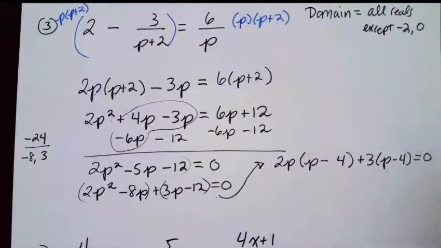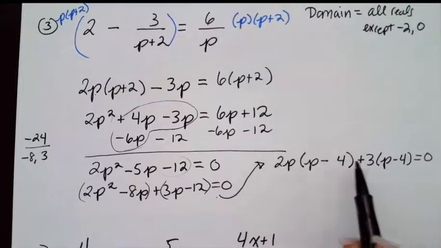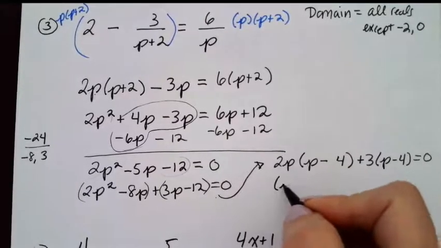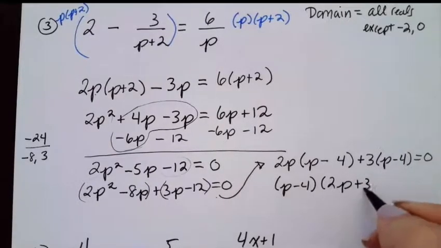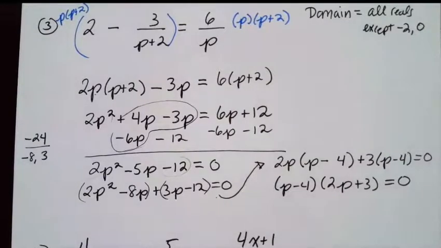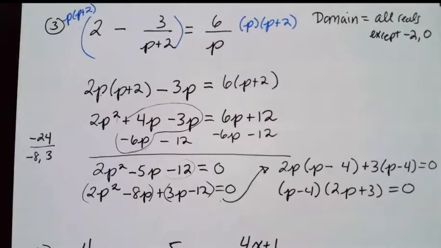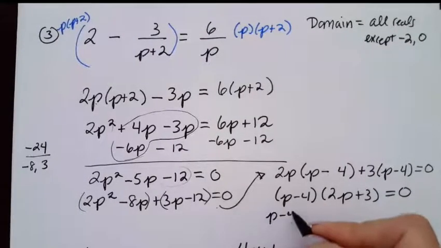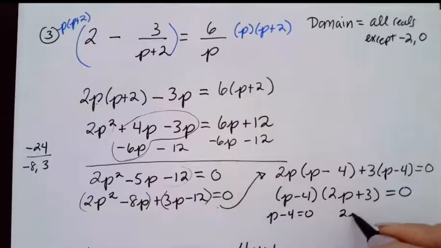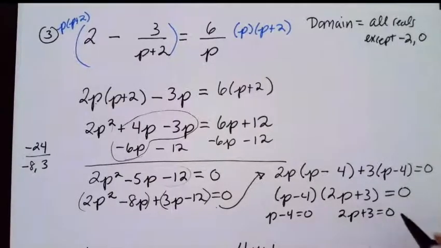Remember, when you're factoring by grouping, you want those leftover polynomials, as I call them, to be exactly the same. So now my factorization is p minus 4 times 2p plus 3, and that equals 0. All right, so once we have factored, then we can set each factor equal to 0 and solve. So p minus 4 equals 0. 2p plus 3 equals 0.